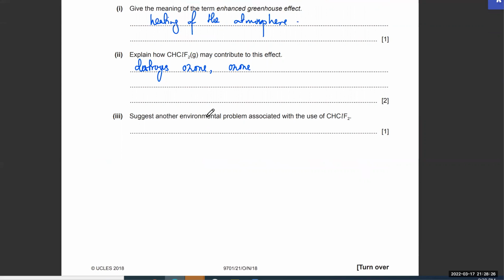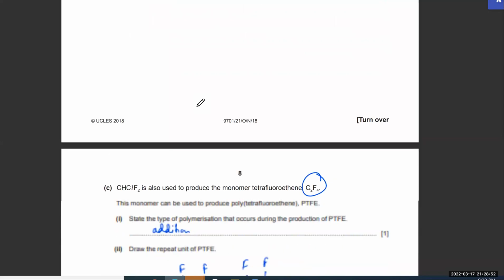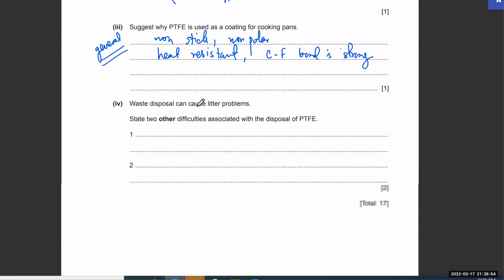This was also kind of an open-ended question, like how this would work. Their simple answer was that it traps heat and it causes global warming. But you could have gone into a lot more detail. You could have talked about how it's destroying ozone and the harmful UV rays are entering the Earth's atmosphere, which is heating it up.